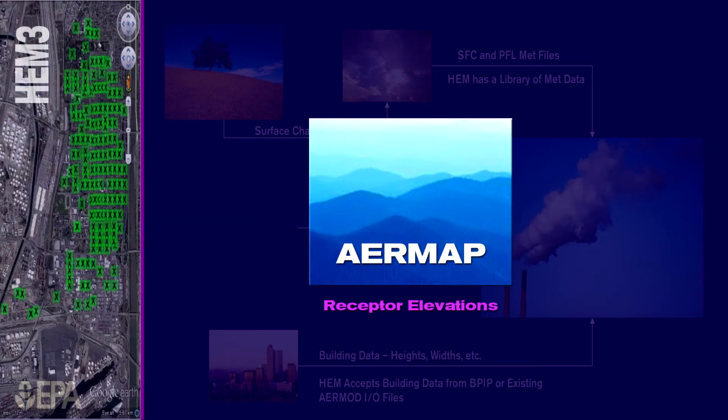Because receptor elevations relative to emission source base elevations can affect predicted concentrations, AirMod needs to know the elevation of all receptors, and AirMap does this. HIM has a receptor library that includes all 6.2 million census block centroids, and this library already includes the elevation of these blocks. If the terrain around a facility is mostly flat, AirMap may not need to be run.